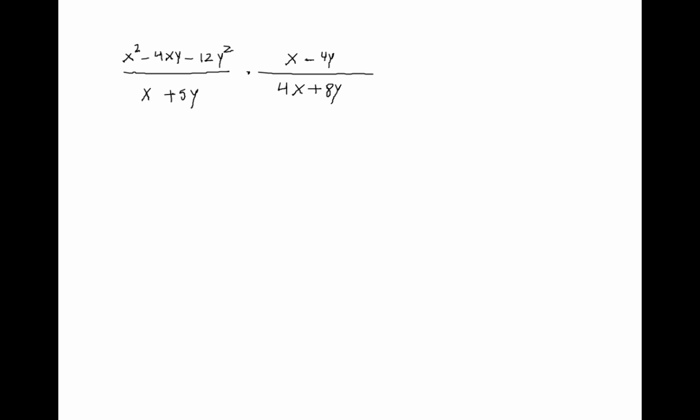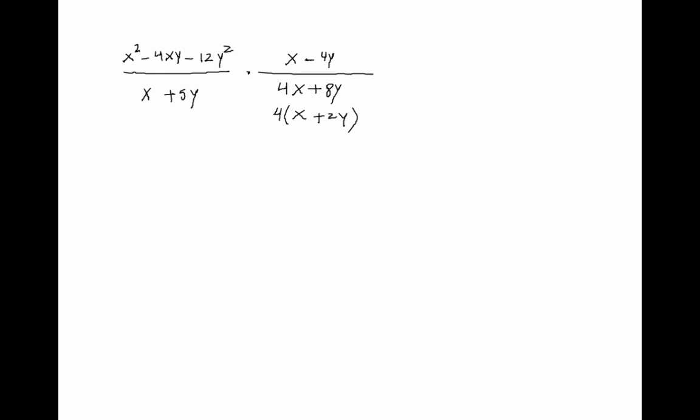If you want to simplify this, we need to factor all these and reduce them. And the best way would be to see which one is the easiest to factor. It looks like I have 4 in common here. I can factor the 4 out. And here I would get x plus 2y.